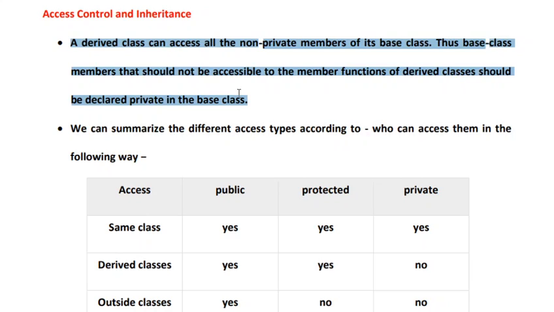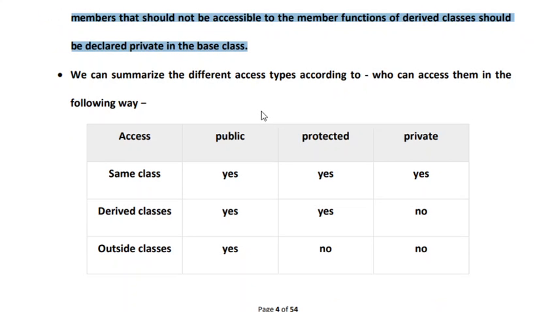any base class member that you do not want the member of the derived class to access should be placed in the private section of the base class, right? Again, I'll repeat it. Any base class member that you do not want the members of the derived class to access should be placed in the private section of the base class. This is very important for all of us to understand. So a derived class can access only the non-private members of the base class.